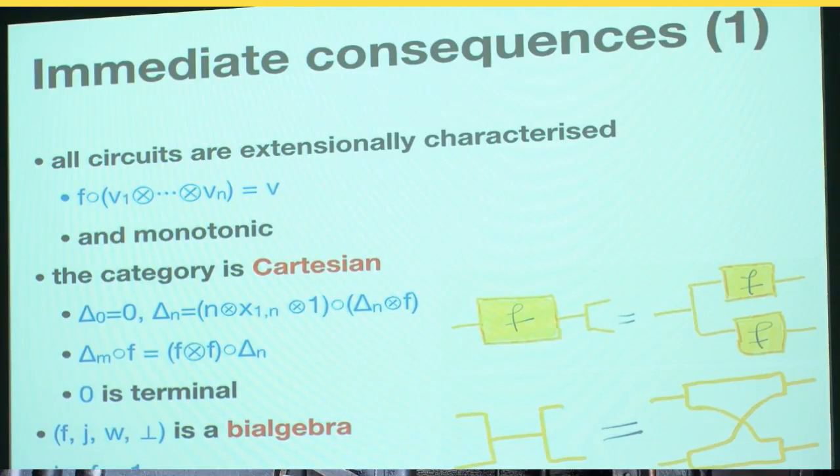Also, we can derive stuff about the behavior of wires: the forking wire, the joining wire, the unit of this, and the disconnect, together they form a bi-algebra. So this wire structure is the same as this wire structure. And finally, joining 2 wires and forking 2 wires are inverses in this sense.